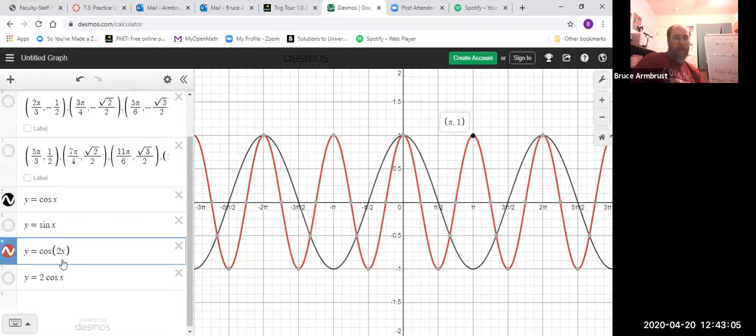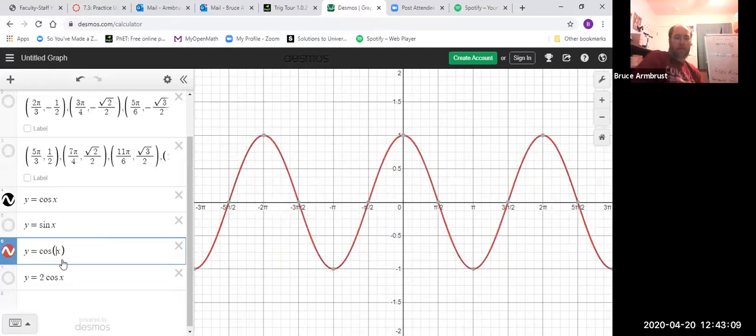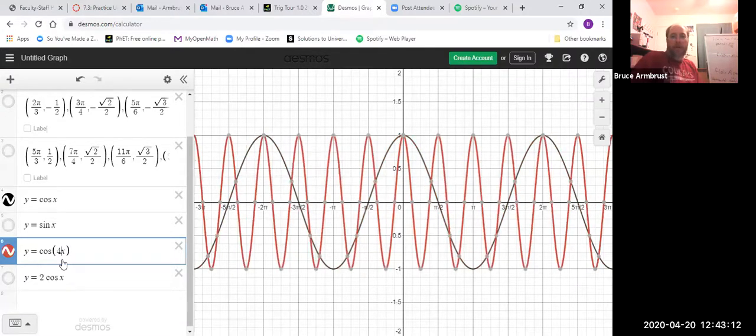Let me change that to a bigger number, like 4. So now you see that it's repeating very quickly. The period now is going to be 2 pi over 4, which is pi over 2. And so you can see that we repeat from 0, we see our repetition at pi over 2. So when you multiply by a number bigger than 1, it's going to compress it. It's going to shrink it down so that it repeats faster.